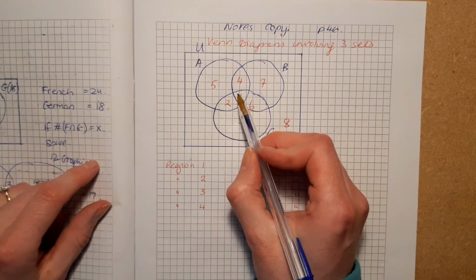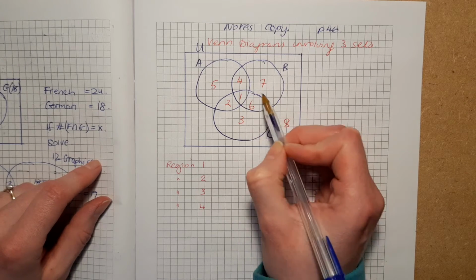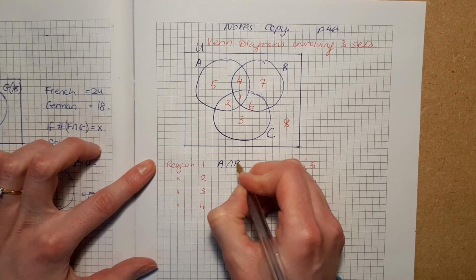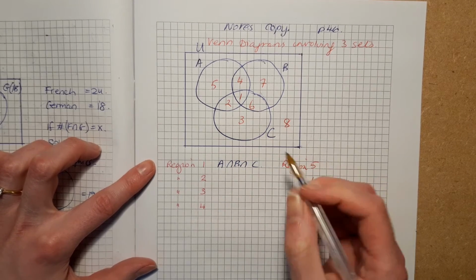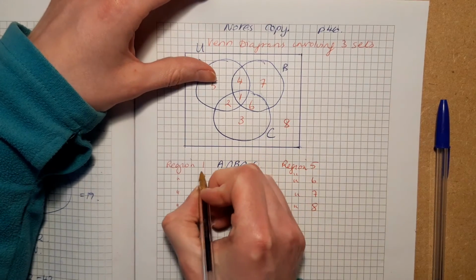So we can see with the first one, region 1, it's where the 3 circles intersect. That's A intersection B intersection C. So it's where the 3 of them cross over. And you can write that underneath, intersection of all 3.